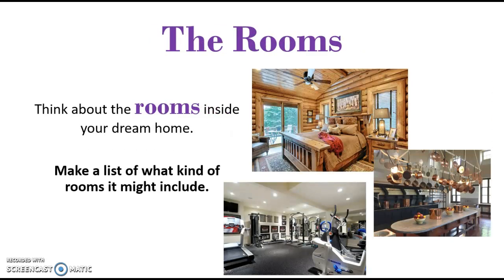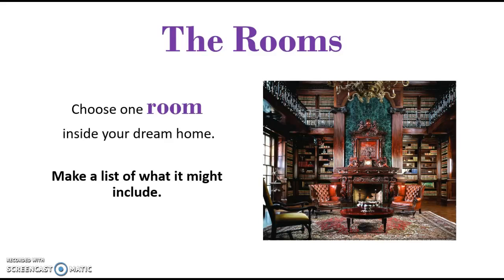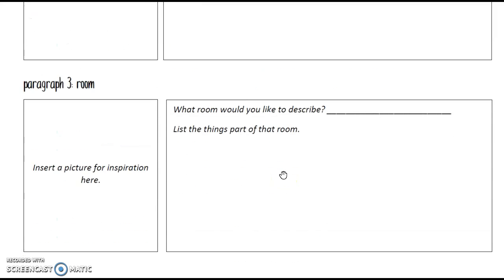Finally, I want you to think through the rooms. What kind of rooms do you want in your home? And remember, for your third paragraph, you only have to talk about one room. So once you've thought about all the rooms that you possibly want in your house, I want you to pick one of those rooms to include in your dream house. So on your document, make sure that you tell me what room you're going to be describing. Is it the bedroom, the office, a library, an art studio? What's the room that you want to describe in your dream house?